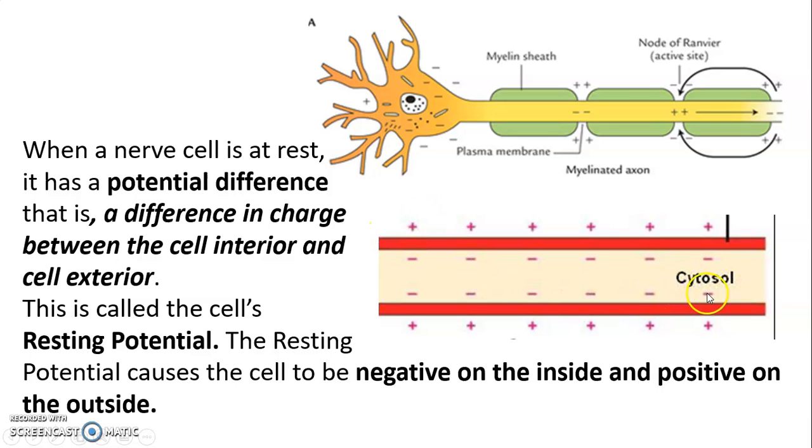Cytosol is just another word for cytoplasm, so they're indicating this is happening inside the cell. Okay, so this is what's happening when it's at rest. Therefore, it's called the resting potential.